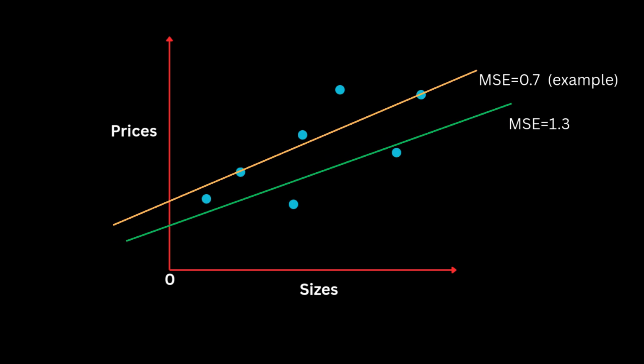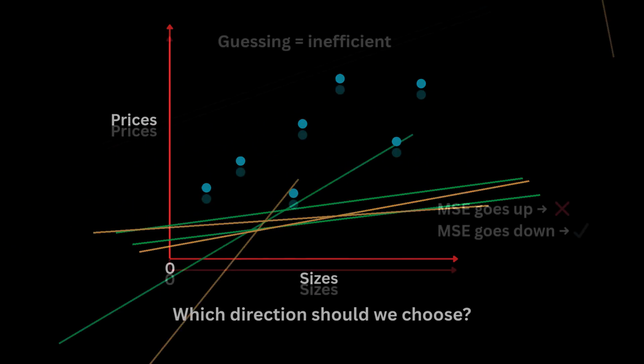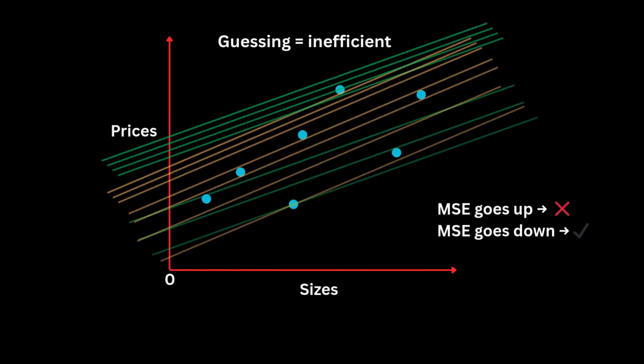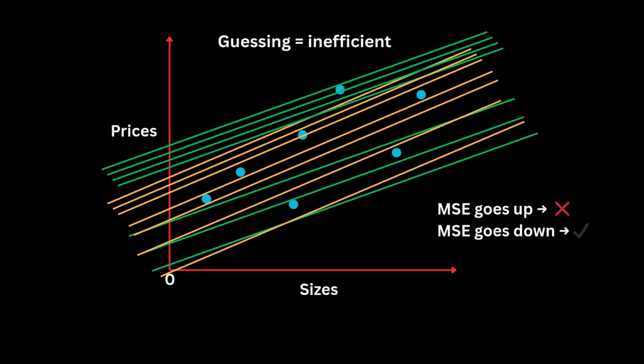In the last scene, we said our goal is simple. Change M and B so that MSE becomes smaller. But there's a problem. When we move the line, there are many directions we could move it. We could try guessing. Change the line a little, recalculate MSE. If it gets worse, undo it. But that would be slow and unreliable.